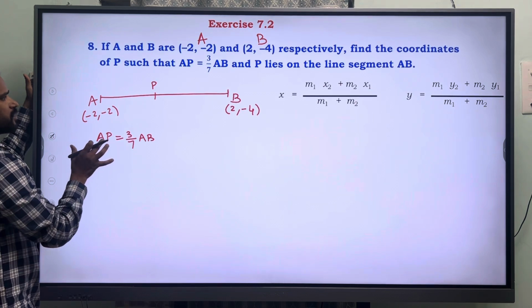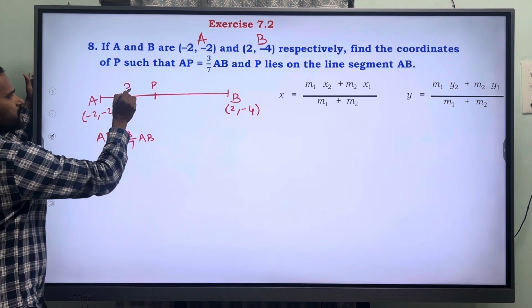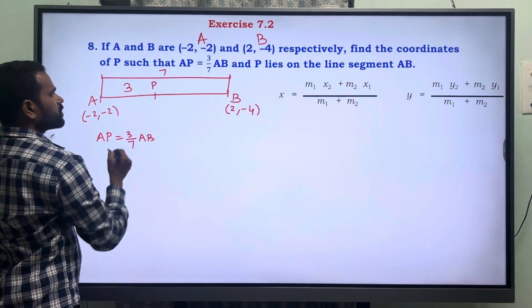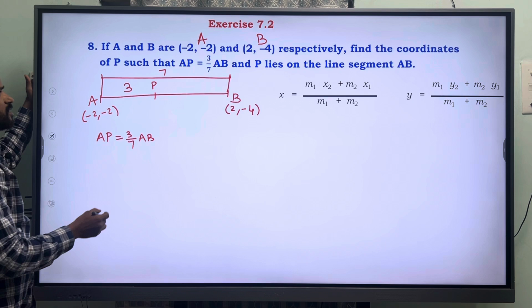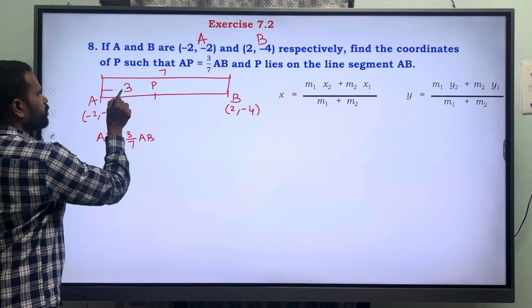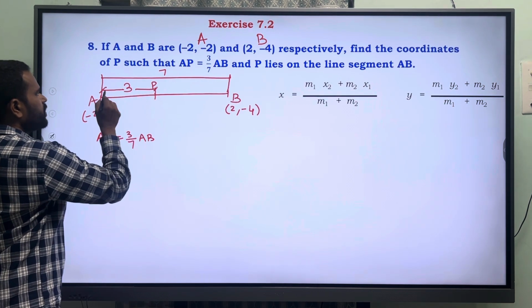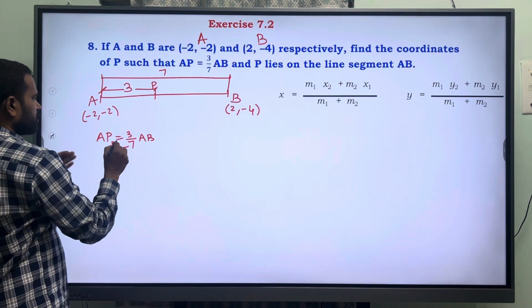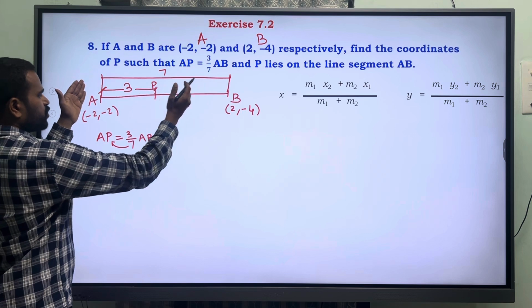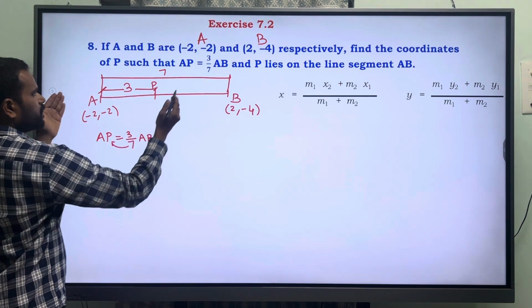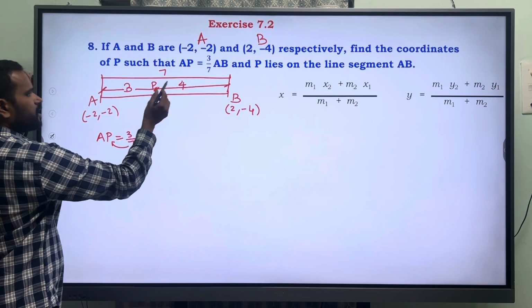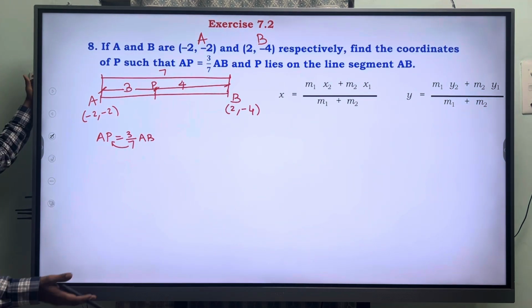Understand? It means if you see here, AP is 3, so AB is how much? 7 parts. Easily we can understand. If from A to P it is 3 parts, then total AB is 7 parts. So this becomes 3 and 4. Easily we can find it this way.